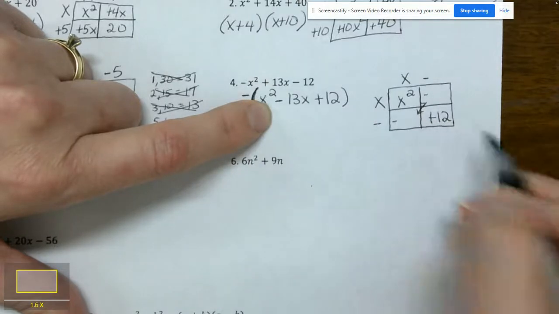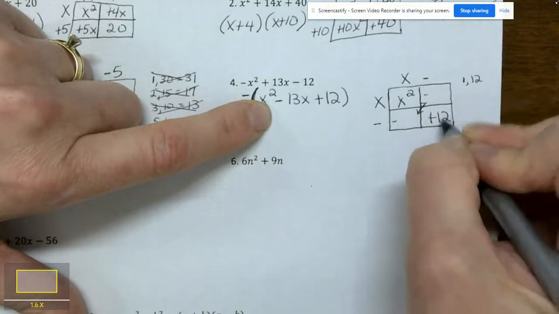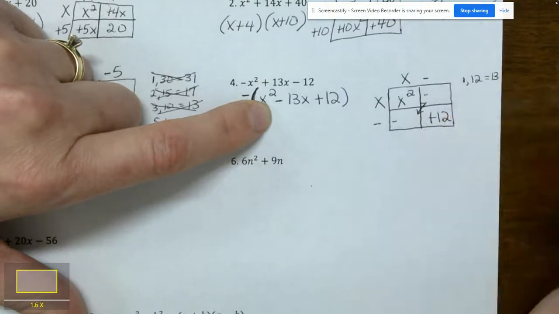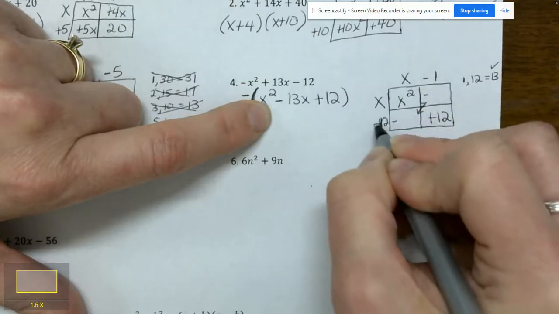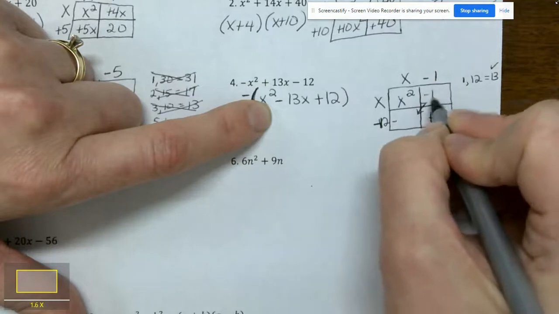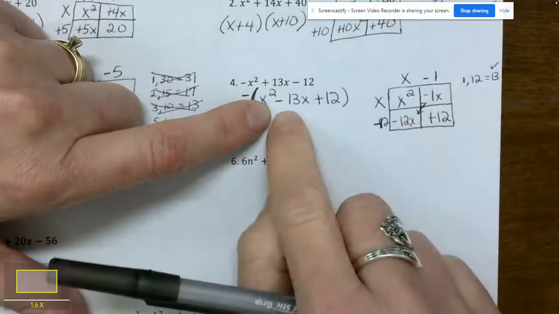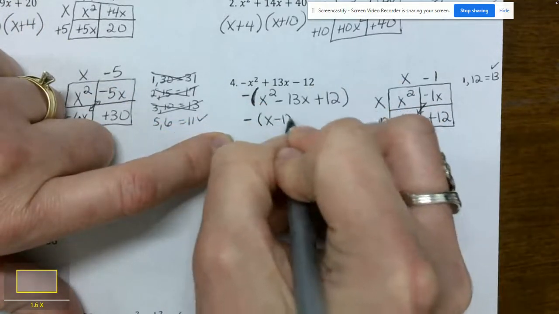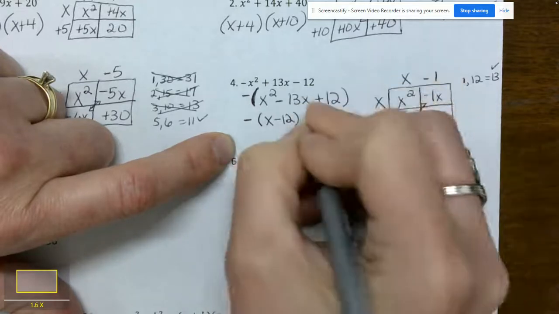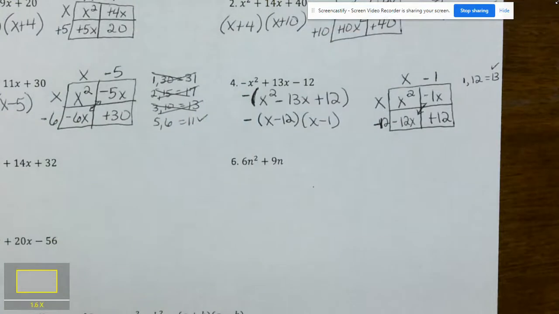All right, so I'm getting 12. So let's start at 1. 1 and 12. That multiplies to give me 12, and when I add it, it also gives me 13. So that one works. So this is going to be 1 and 12. All right, this is going to be negative 1x. This is going to be negative 12x. When you put those two things together, you get your negative 13x. All right, so one of these is x minus 12. The other one is x minus 1. So x minus 12, x minus 1.